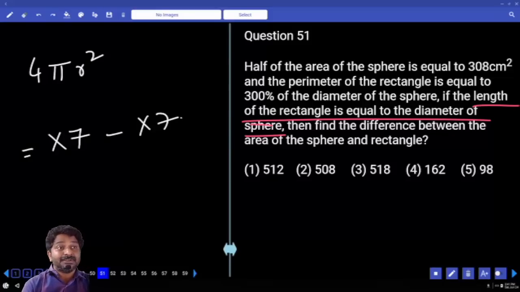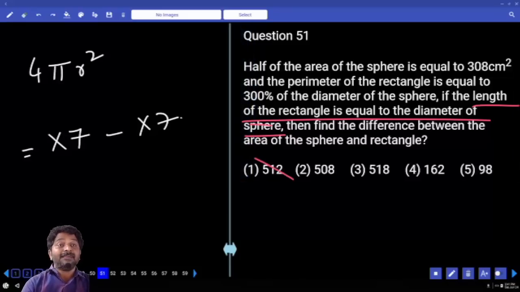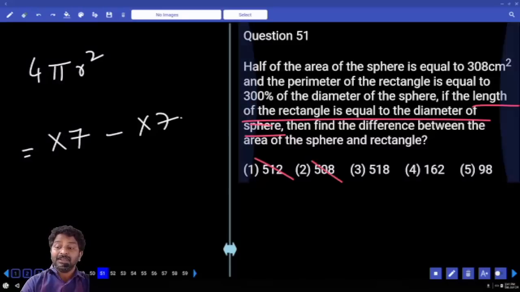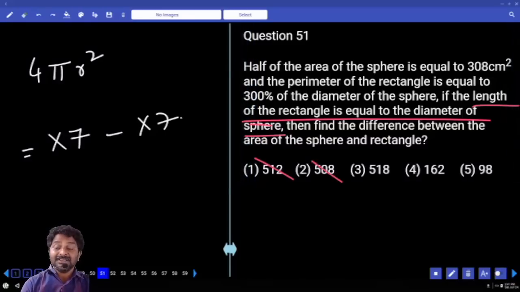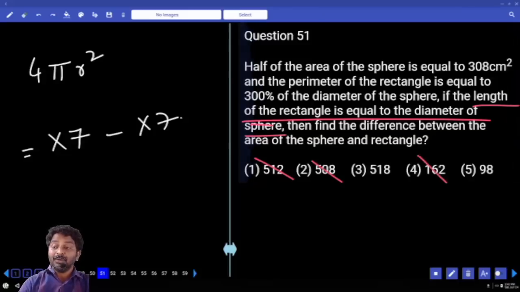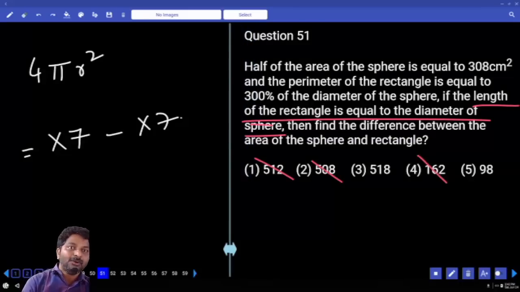Can it be the first option? No. Can it be the second option? No. Can it be the third option? Yes. Can it be the fourth option? No. Can it be the fifth option? Yes. 2 possibilities are there. If there is only one possibility, you can directly answer the question. Yes. This logic is not working here, but it may work somewhere else.